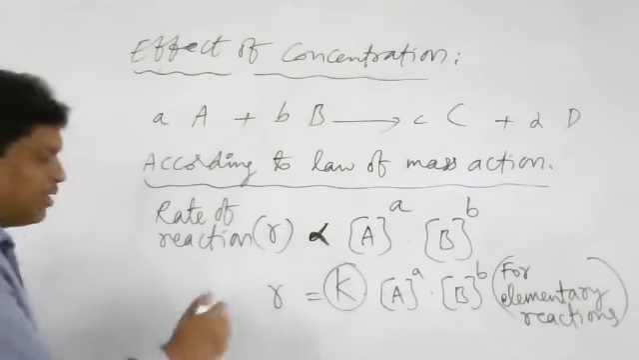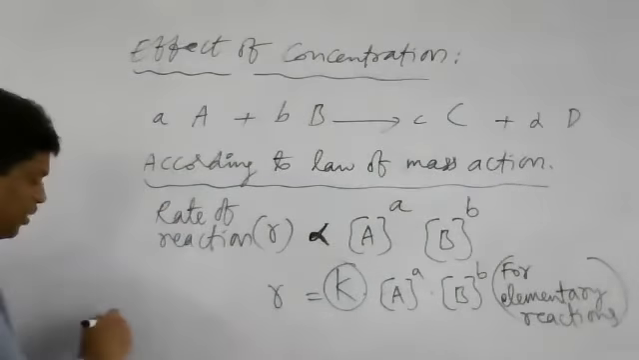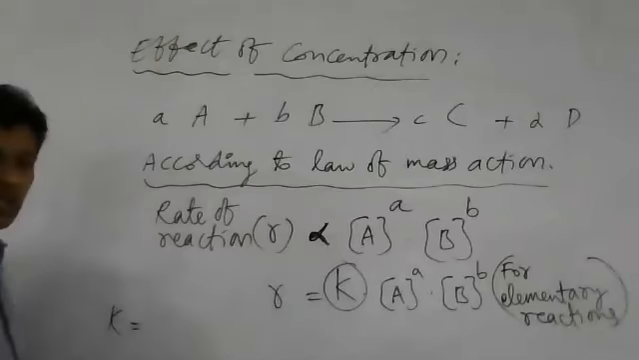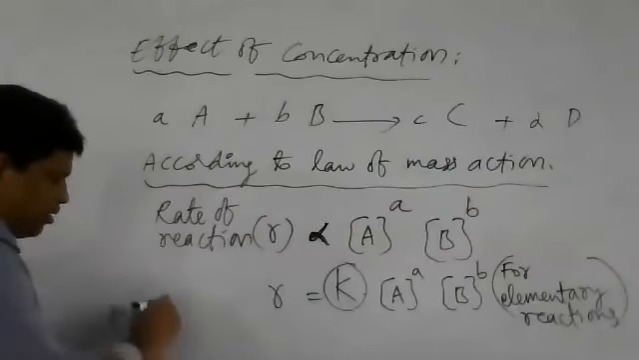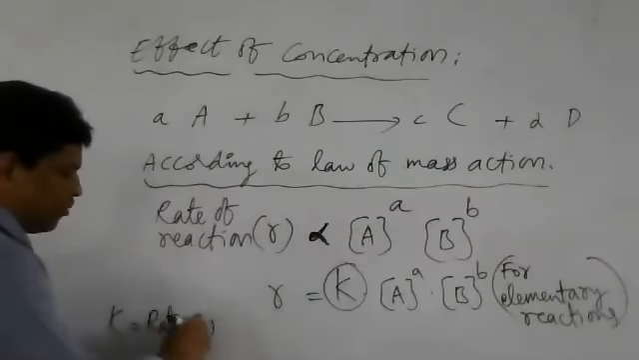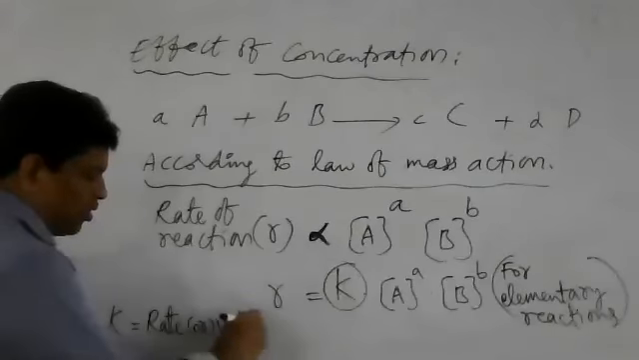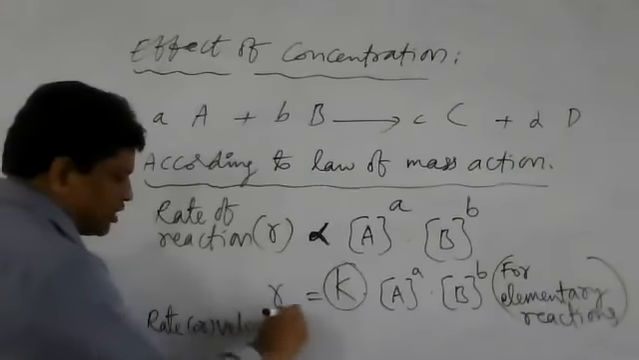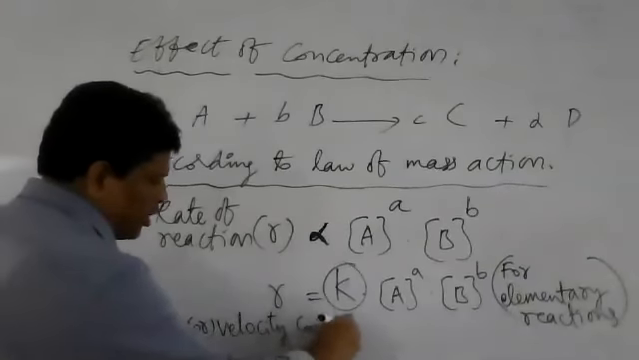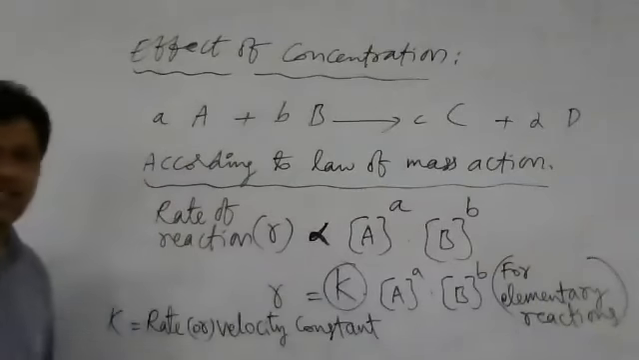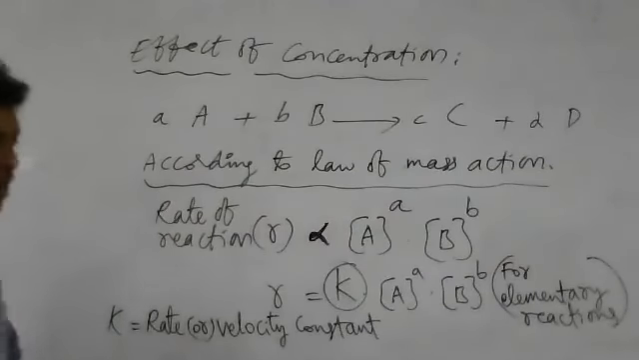So what is k called here? k is called the rate constant or velocity constant. The same thing we can also say what?